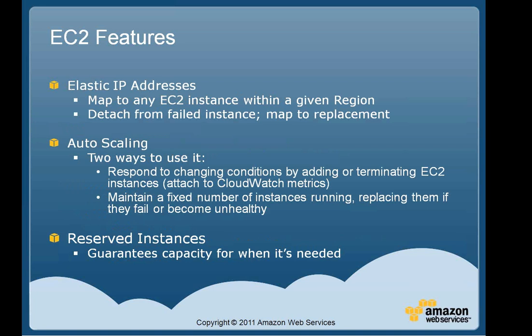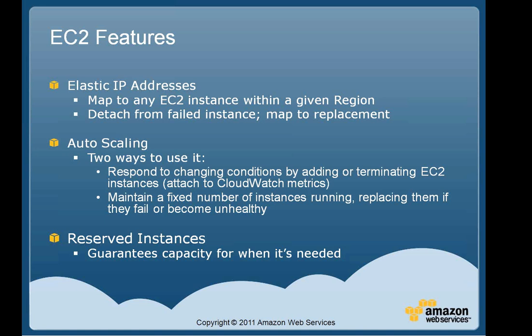So elastic IP addresses, you can map those to any EC2 instance within a given region. The general way that you will think about these is that you will use an elastic IP address as effectively a logical endpoint, which you then map to the physical endpoint, being a particular EC2 instance, based on the instance that's serving in a particular role at a given time. The IP addresses can be easily detached from a failed instance and then mapped to a replacement, and generally that switchover takes somewhere less than a minute to accomplish.